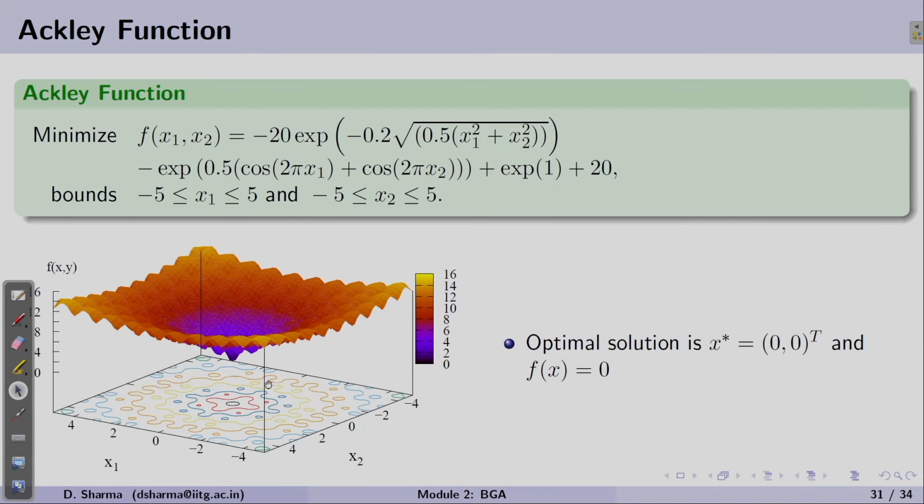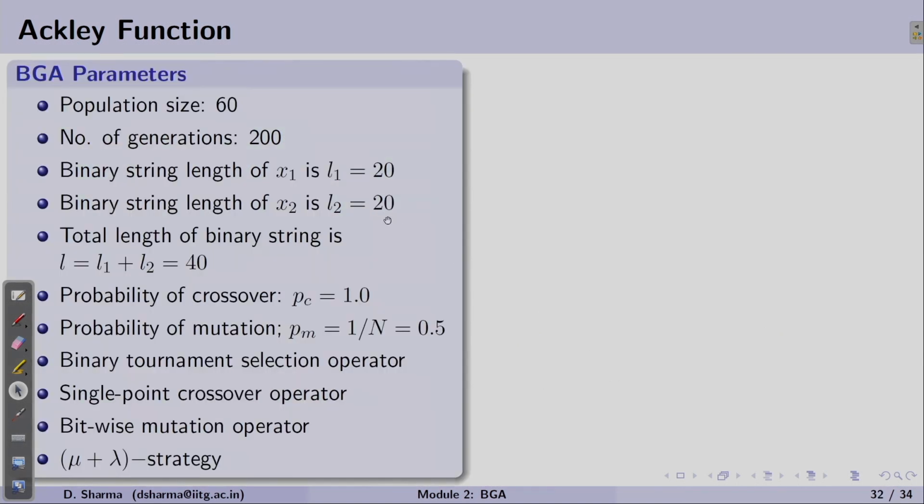Now in the contour of x1 and x2, you can make out various local optimum solutions. For Ackley's problem, the optimum solution lies at the origin and the function value is 0. Solving this problem, the parameters of BGA remain the same. So we kept population size 60, number of generations 200, binary string length for both the variables 20. So the chromosome string will become 40. Probability of crossover and mutation are mentioned, and the same set of operators are used.